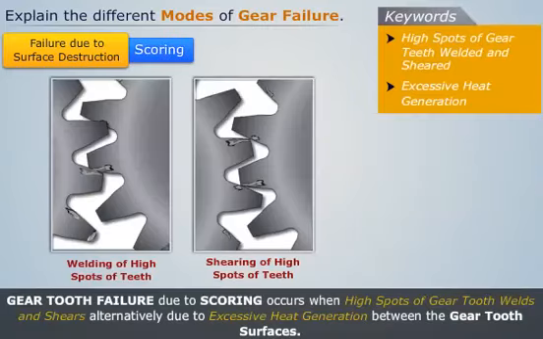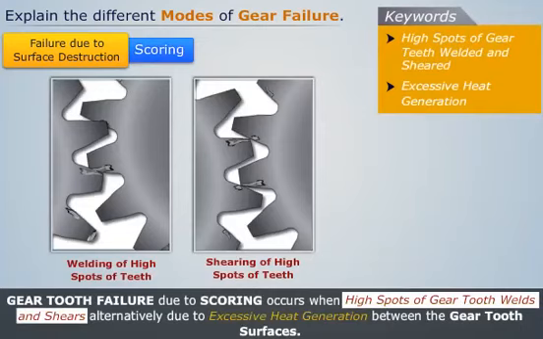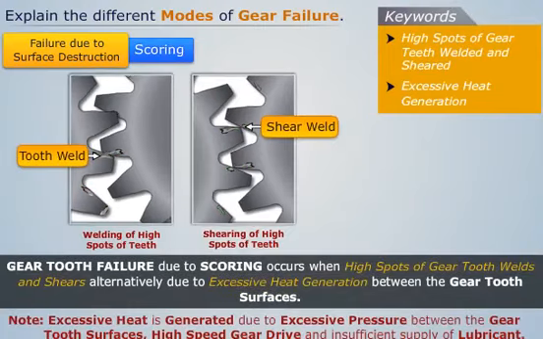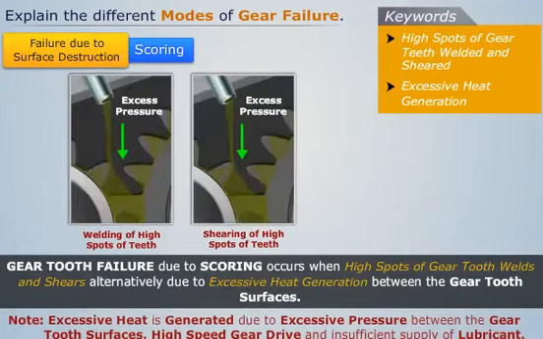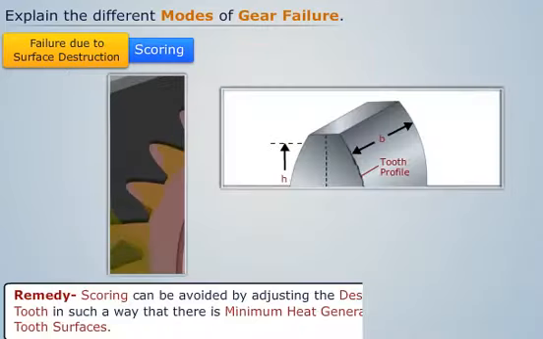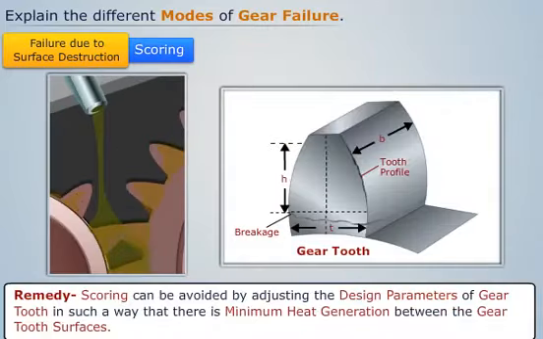Gear tooth failure due to scoring occurs when high spots of the gear tooth weld and shear alternately due to excessive heat generation between the gear tooth surfaces. Note that excessive heat is generated due to excessive pressure between the gear tooth surfaces, a high-speed gear drive, and insufficient supply of lubricant. Scoring can be avoided by adjusting the design parameters of the gear tooth in such a way that there is minimum heat generation between the gear tooth surfaces.